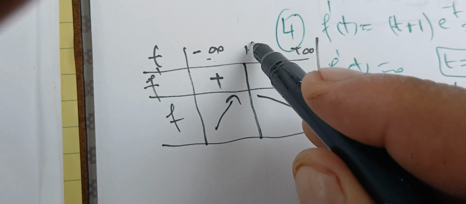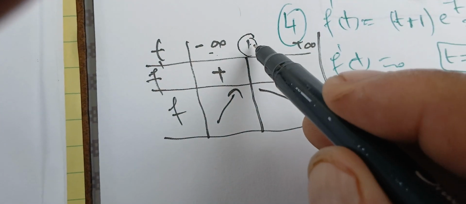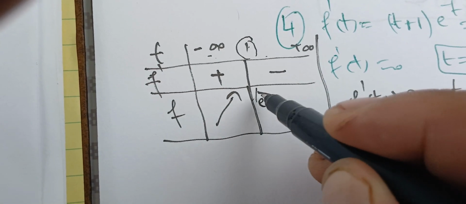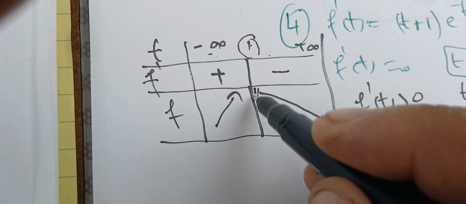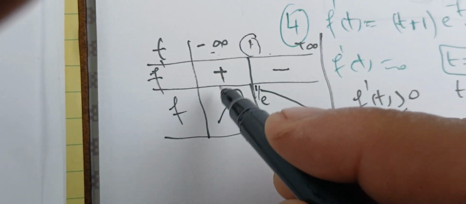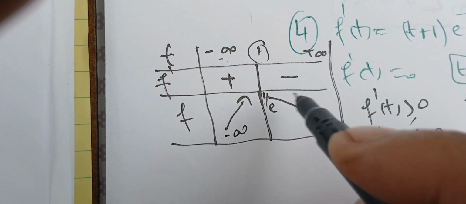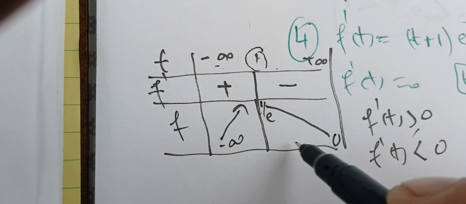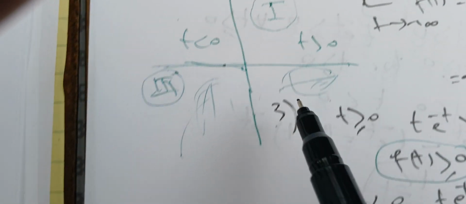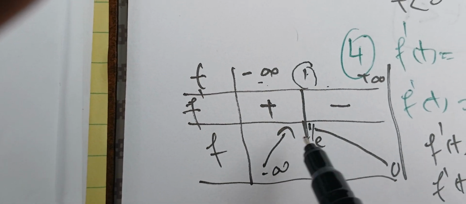And here I can get the value for 1. What's f of 1? It's 1 over e. I need this one when I'm graphing. And also, what's the limit? Here it's minus infinity, and here it's 0. And now where my function is positive, that means I'm in the first quadrant. And where it's negative, I'm in the third quadrant.